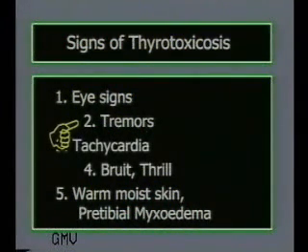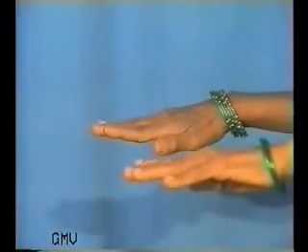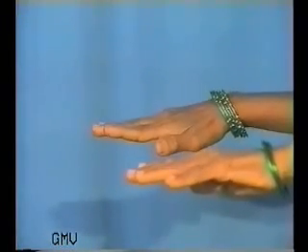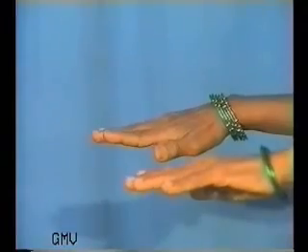Then look for wrinkling of forehead, that is Geoffroy's sign, and test convergence, that is Mobius sign. We are examining for the signs of thyrotoxicosis, and we have now studied the eye signs in thyrotoxicosis. Next, look for fine tremors of outstretched hands and protruded tongue.